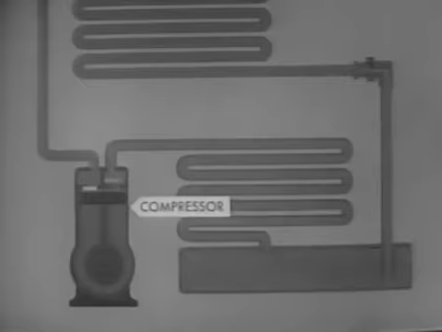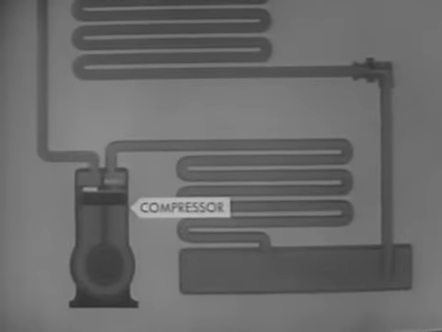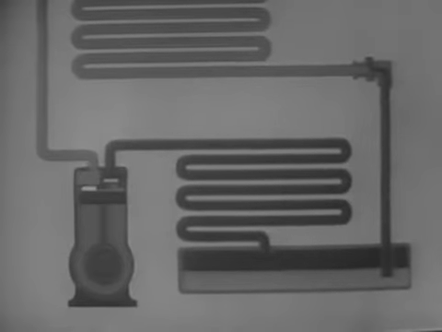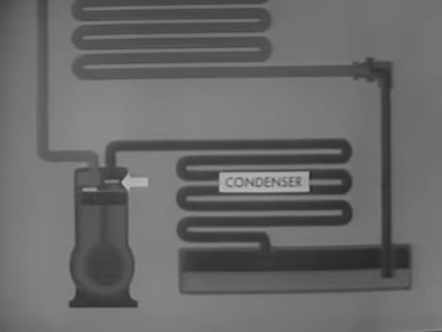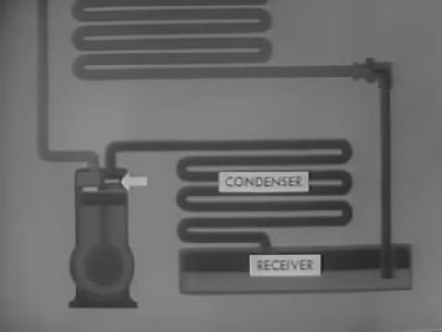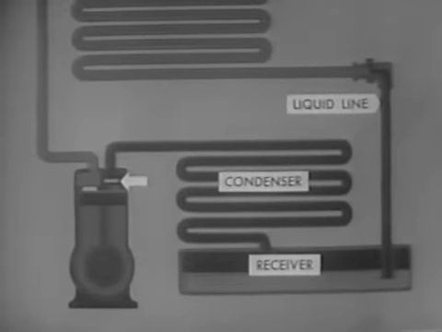It is divided into the high and low pressure sides. The high pressure side is that portion of the system through which the refrigerant travels under high pressure. This side starts at the discharge valve of the compressor and includes a condenser, the receiver or storage tank, and the liquid line.